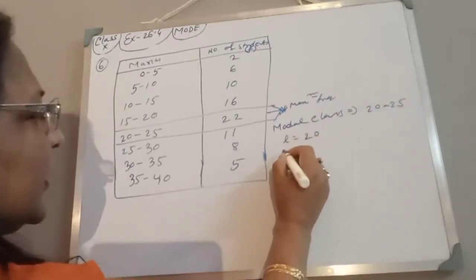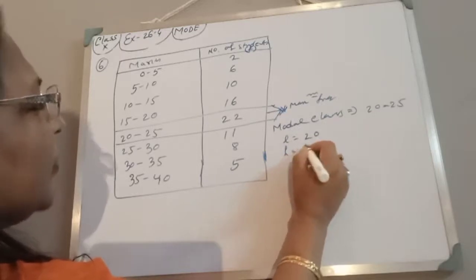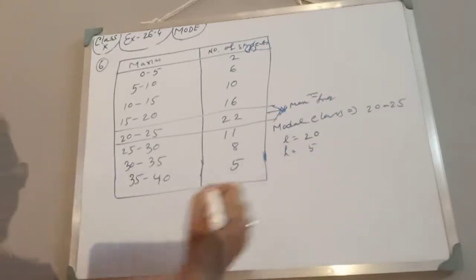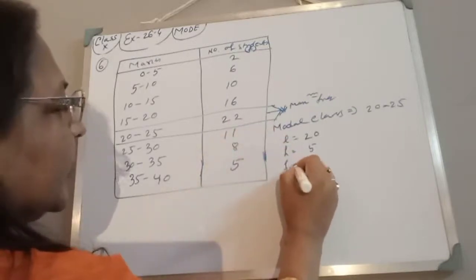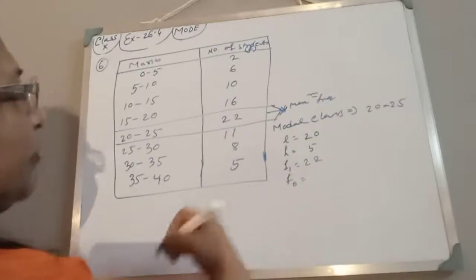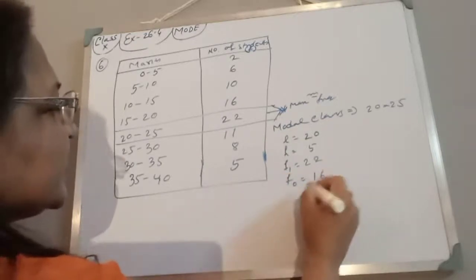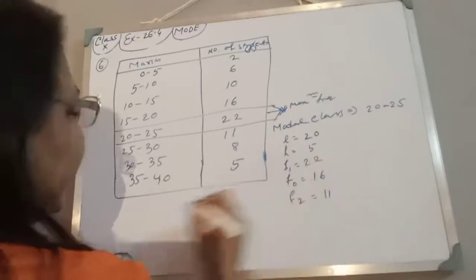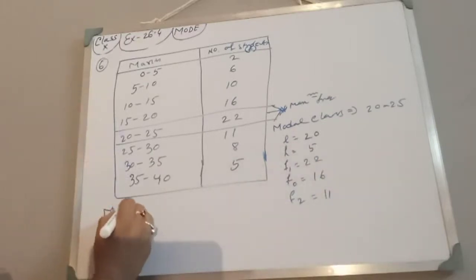Now what is L then? Lower limit of the modal class. What is H? Length of the modal class, that is also fine. And F1, that means frequency of the modal class, that is 22. F0, that is pre-modal class frequency, that is 16. And F2, post-modal class frequency, that is 11. Okay. Now what is mode then?